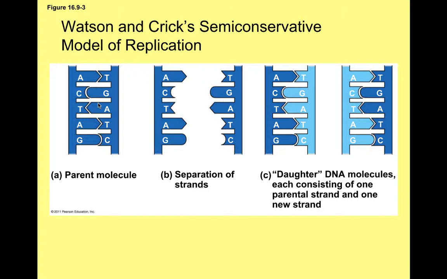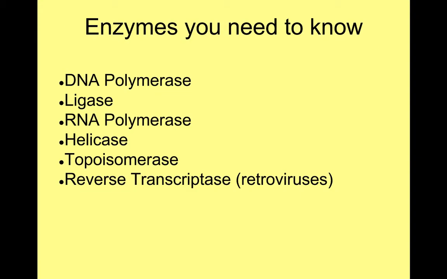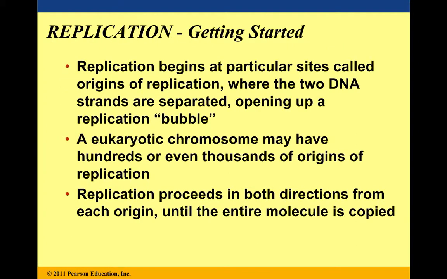And those are the three major phases of DNA replication. No, it's initiation, unwinding, base pairing. Replication begins at particular sites called origins of replication, where the two DNA strands are separated, opening up a replication bubble. So for replication to start, there's the first place where DNA strands are separated, and that's where it starts.